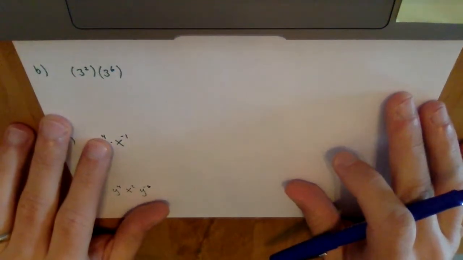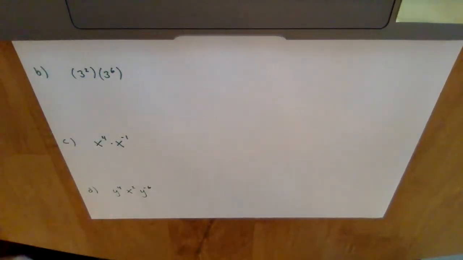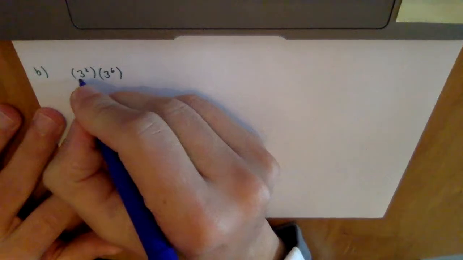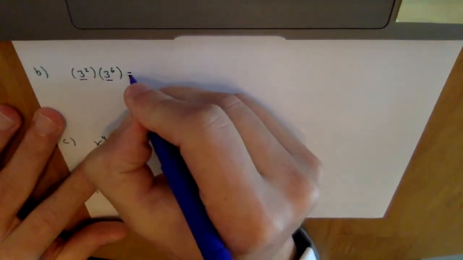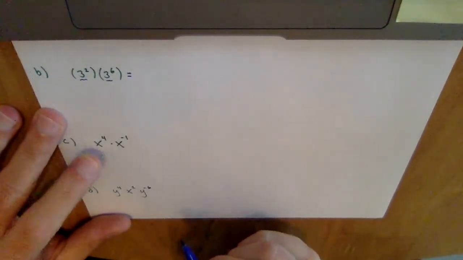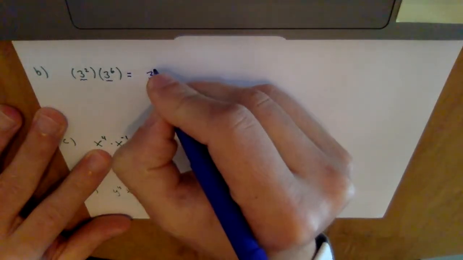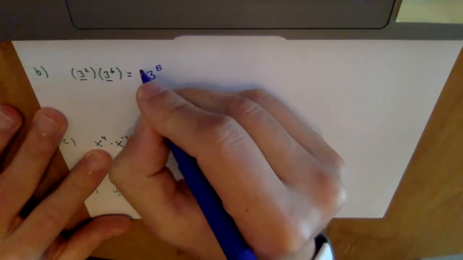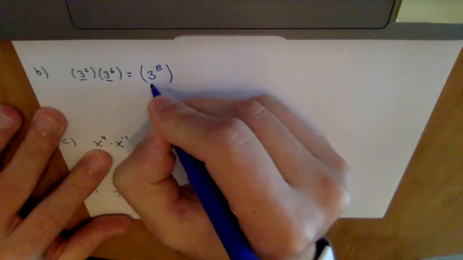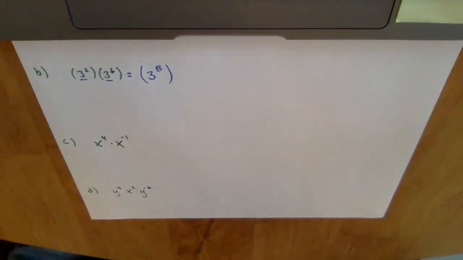Scrolling down to letter B, we've got 3 squared times 3 to the sixth power. So again, the bases are the same, 3 and 3, and so we can combine these and simplify this expression by adding the exponents. This just becomes 3 to the eighth power. Notice the 3 stayed the same, right? The base stays the same. So it becomes 3 to the eighth power.